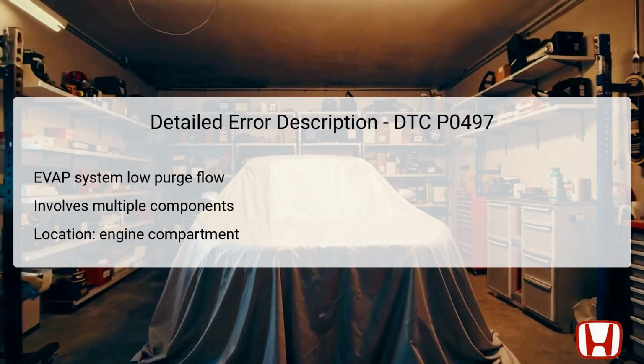The DTC P0497 signifies that there is a low purge flow detected within the EVAP system. This system includes vital components such as the EVAP canister purge valve, located generally in the engine compartment, and the FTP sensor, which is usually positioned near the fuel tank. The EVAP canister helps manage fuel vapors, collecting them for combustion rather than allowing them to escape into the atmosphere.